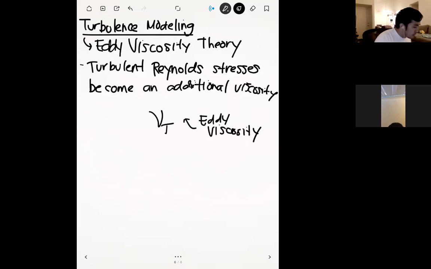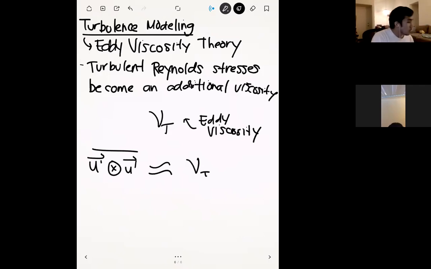Formally, what we're saying is that instead of this, where the term on the left is our Reynolds stresses, which is a nasty piece of math that we often don't want to solve for in general, we can say that due to eddy viscosity theory, this is going to be equal to nu t, which is our eddy viscosity, times the gradient of our mean flow.